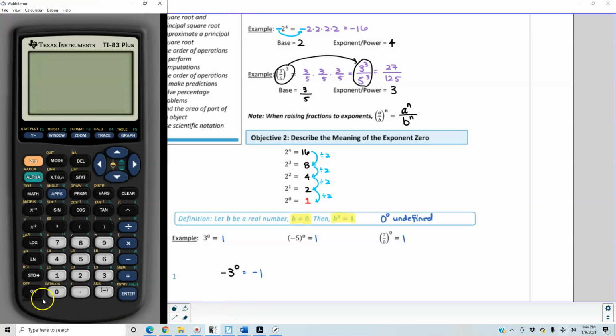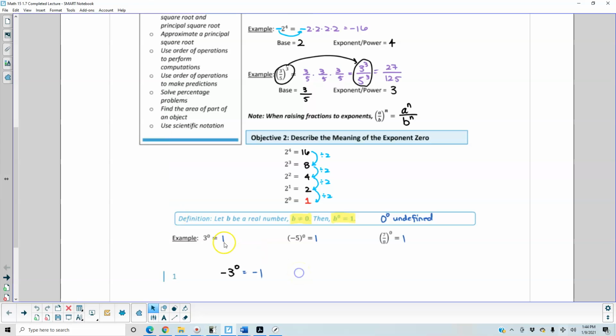Let's take a look at what that looks like in the calculator. Okay, if we put in, let's say, 5, and this is the exponent, so we're going to put the exponent to the 0, it should give us a value of 1. Now, if we put in 0 and raise that to the power of 0, we're going to get an error. That's why it's called undefined.